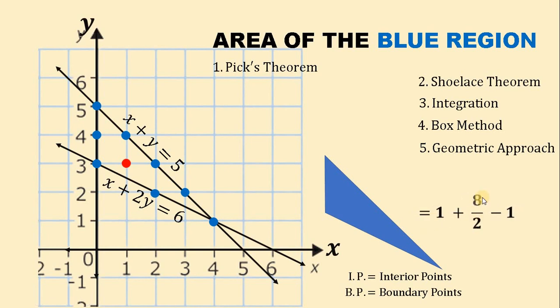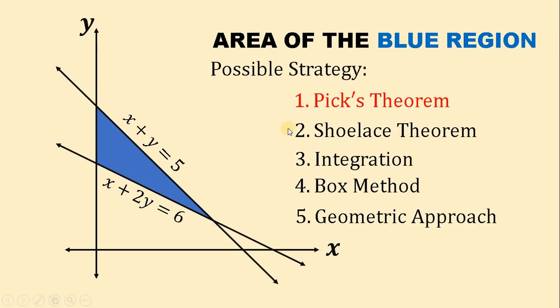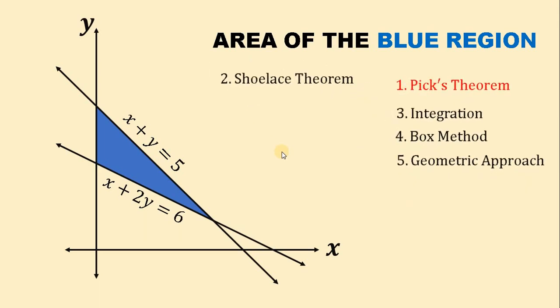So we have 1 plus 8 over 2 minus 1. Now 8 divided by 2 will give us 4. 1 plus 4 minus 1 is definitely equal to 4. Therefore, the area of this shaded region must be equal to 4 square units. Using Pick's theorem, we get the area of this bounded region equal to 4 square units. Now, let's have the second one. We have the Shoelace theorem.